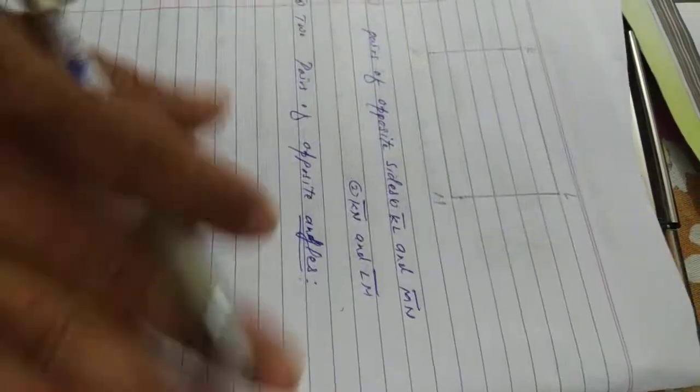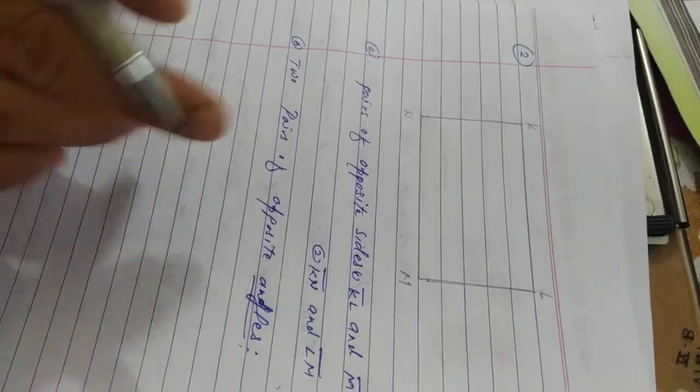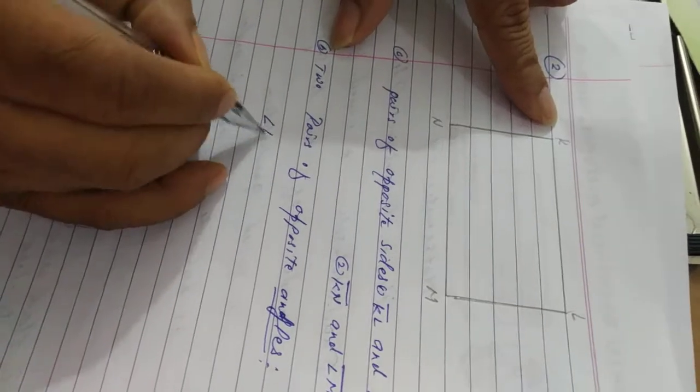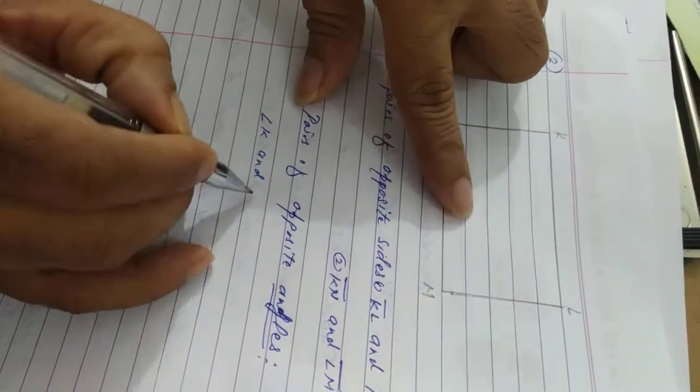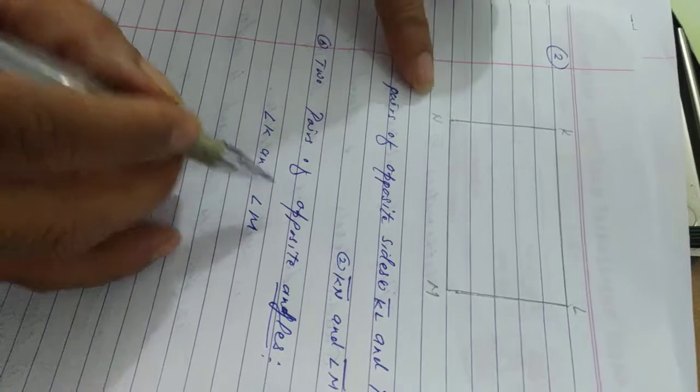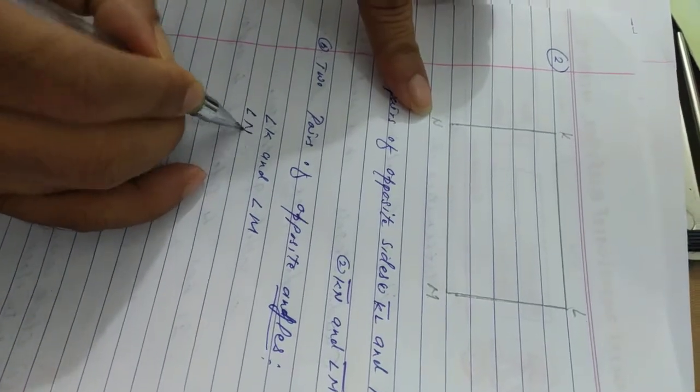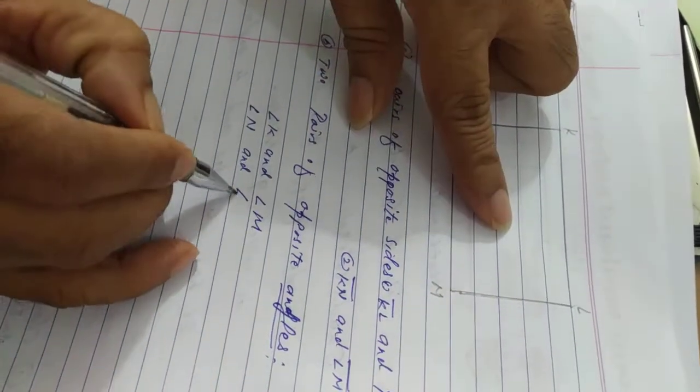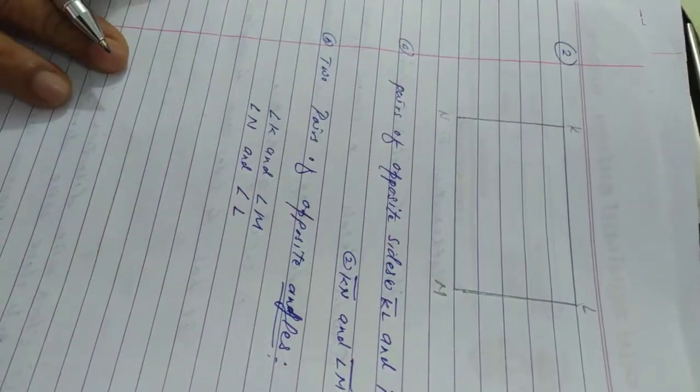Now see the second, two pairs of opposite angles. Which are the opposite angles? Angle K and angle M. Second, angle N and angle L. Right, so these are the two pairs of opposite angles.